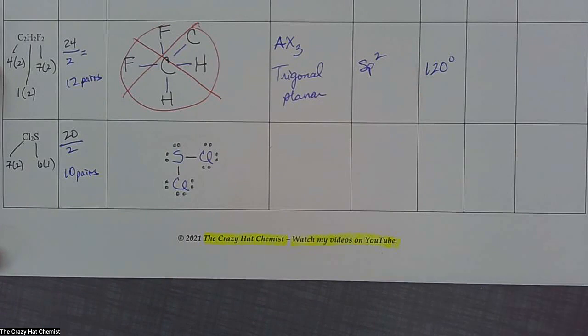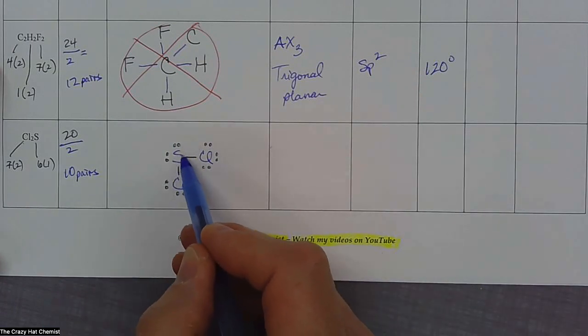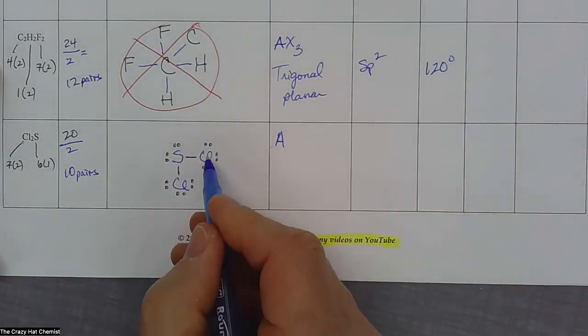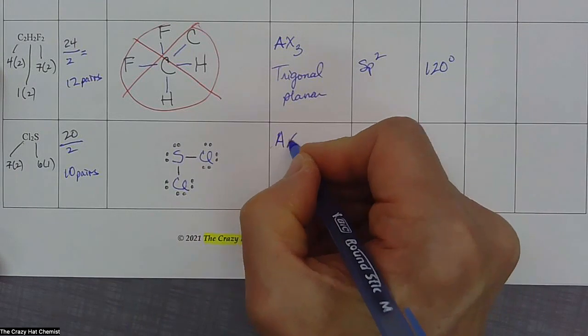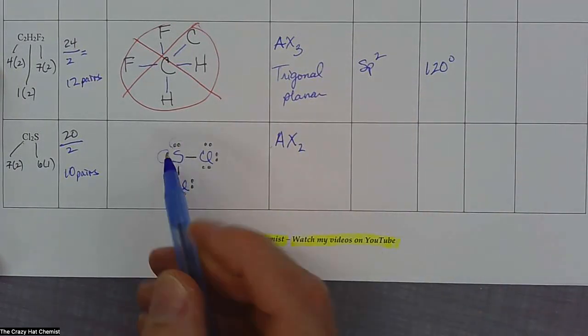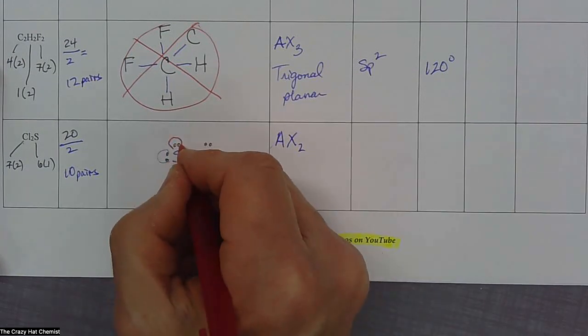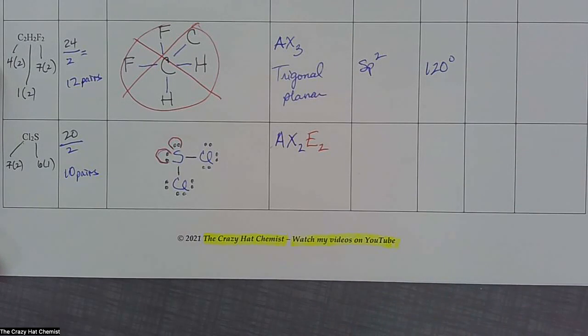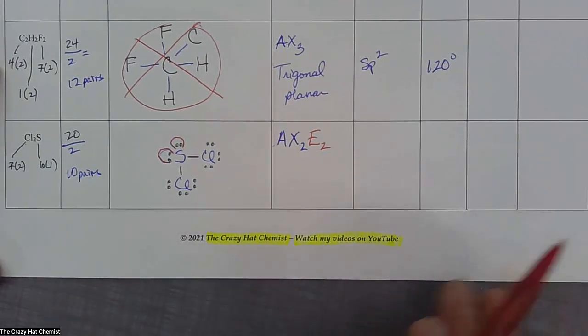Then what we're going to do is get the structure. A is going to represent the sulfur, and the chlorines are represented by X's. There are two chlorines, and then these lone pairs right here: one lone pair and another lone pair. Those are E's. Hopefully you see that the E's are most certainly different than the X's.